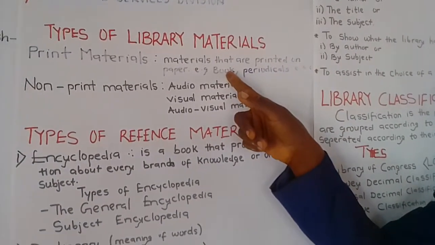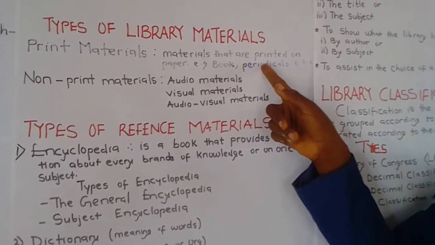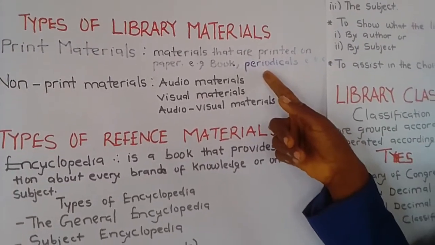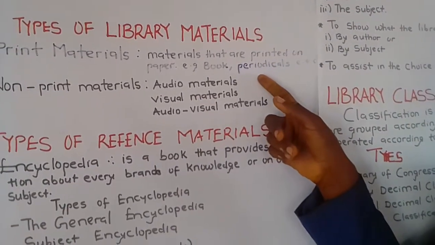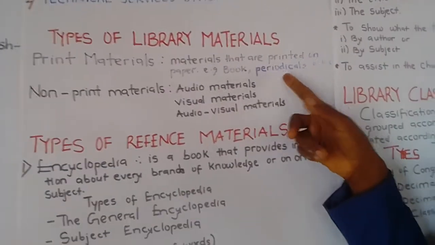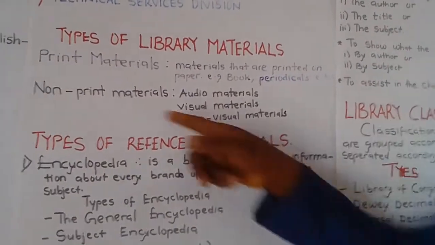That is what UNESCO means as book. We have periodicals. Periodicals are materials, books that are produced at a regular interval. It is called periodicals. Maybe monthly, weekly, yearly, or quarterly. They are periodicals. All these are books because they are printed on paper.